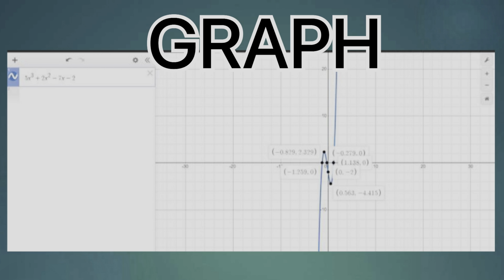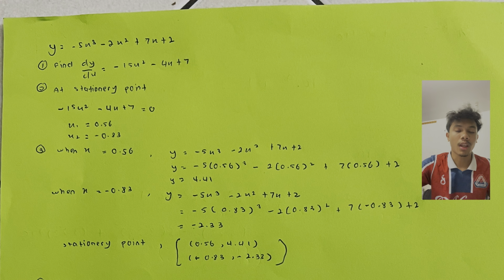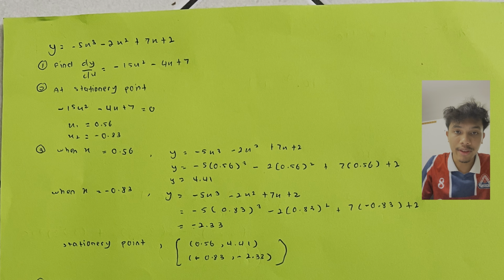And for the next question we have y equal to negative 5x cubed minus 2x squared plus 7x plus 2. First we must find dy over dx. That is negative 15x squared minus 4x plus 7. At the stationary points, you will get x1 is equal to 0.56 and x2 you will get negative 0.83.